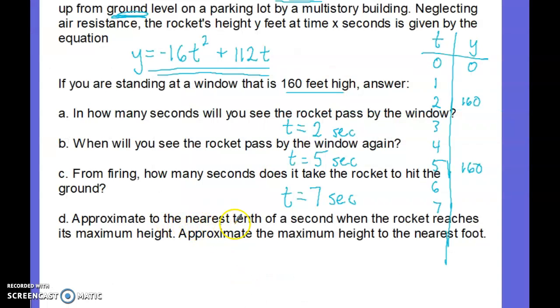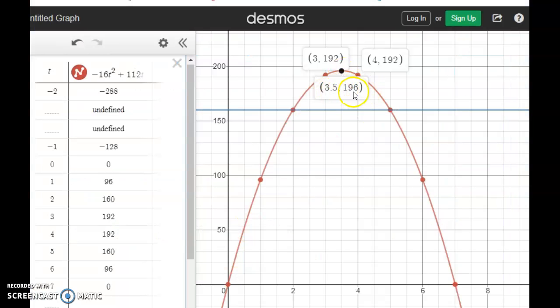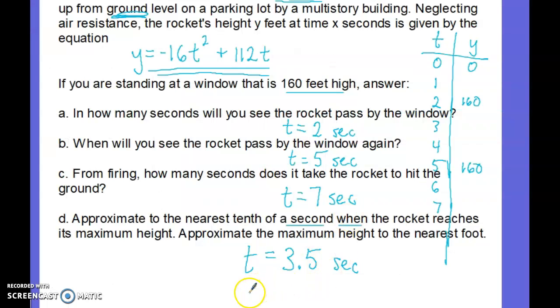If you go back to the question, it's asking the time, and I think I showed you pretty clearly that it's 3.5 seconds. Then it asks approximately what the maximum height is. I think it's safe to say we're giving the exact answer. The reason they say approximate is because if you're using a TI-84, you might just have to guess. But it's pretty clear that the answer is 196 feet.